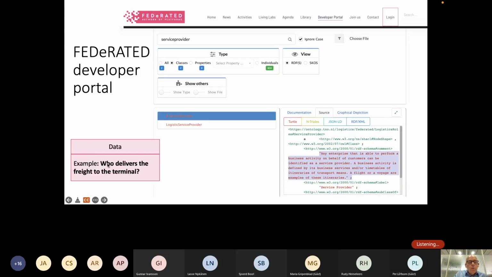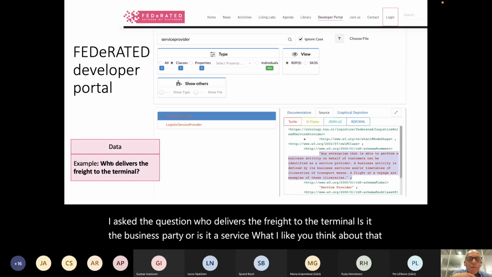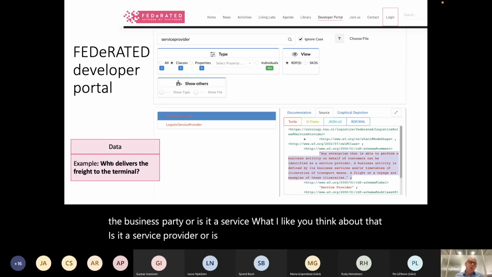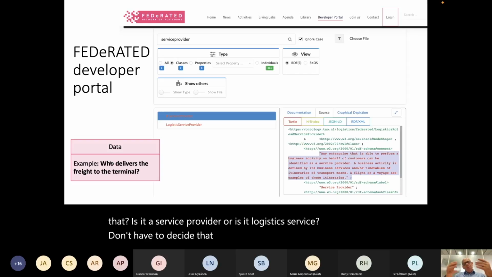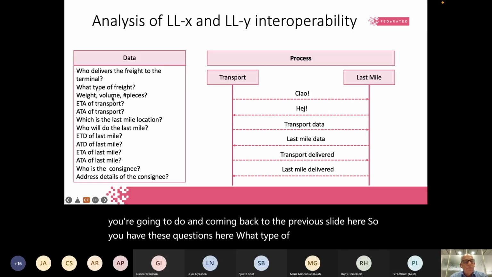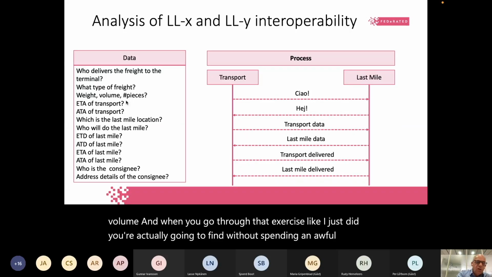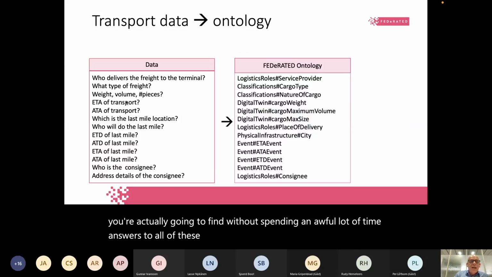I asked the question, who delivers the freight to the terminal? Is it the business party or is it a service? Well, you know what? I'll let you think about that. Is it a service provider or is it a logistics service? You don't have to decide at this moment in time. But that's what you're going to do. And coming back to the previous slide here, you have these questions. What type of freight, weight and volume? When you go through that exercise, like I just did, you're going to find, without spending an awful lot of time, answers to all of these questions. And I've just put them together here.